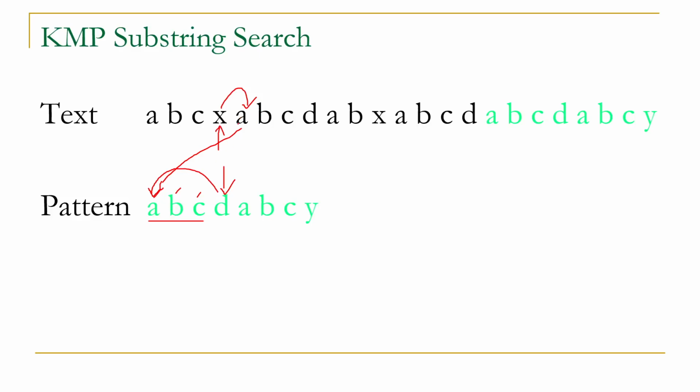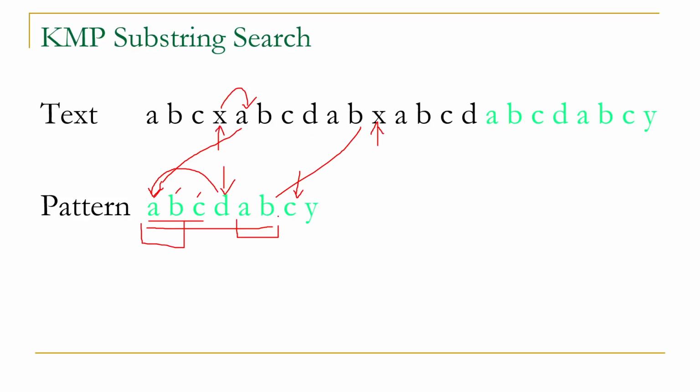Again, if matched, we increase text and pattern index, and b and b is matched, c is matched, and again d and d is matched, a and a, again b and b. Here x is not matched with c. Then we see the previous part of the pattern. Here we can see a suffix with the same prefix.